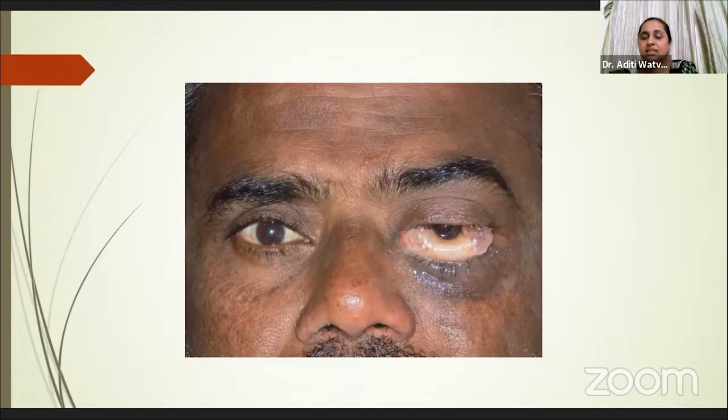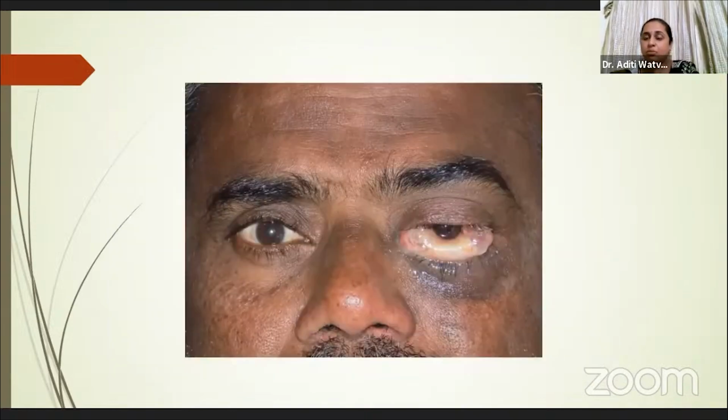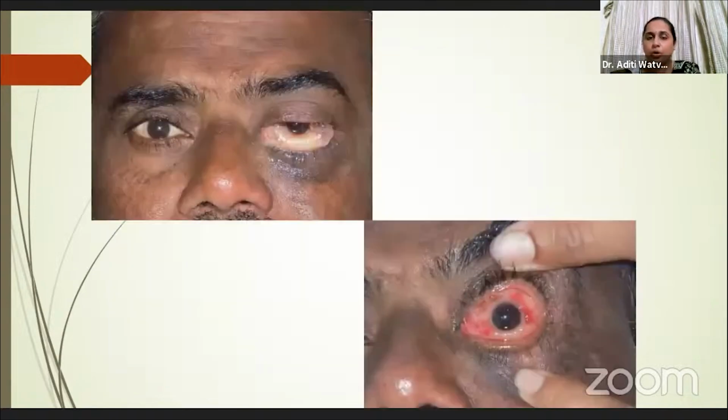And suddenly this developed the day when he presented. On CT scan, there was a small medial wall fracture with multiple air pockets. On asking the history, he had blown his nose, and that had made the air enter the orbital cavity, which caused the chemosis. So there was a medial wall fracture. It was not bothering him much because there was no diplopia, nothing else, but suddenly he blew his nose, and then the air entered and the whole problem started.